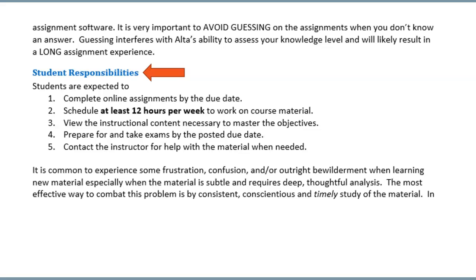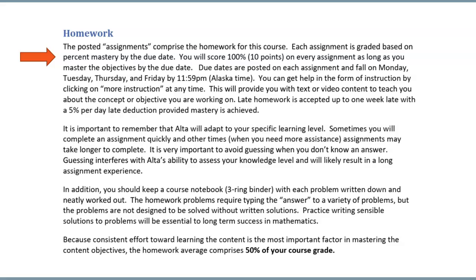In general, for a 4-credit course without live meeting times, you should expect to spend a minimum of 12 hours per week working on the course material. This includes time spent reading the assigned textbook sections, watching the posted videos, taking and reviewing notes, and working on the homework assignments.